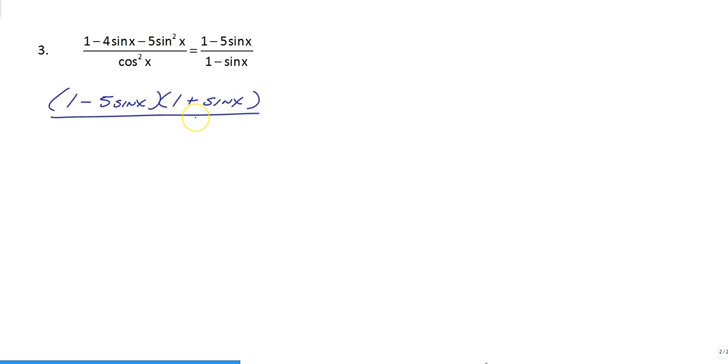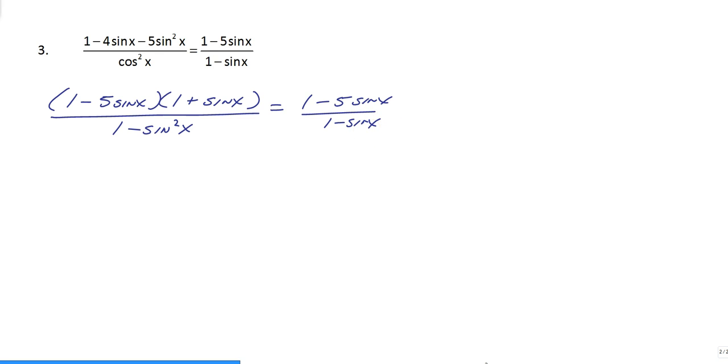And of course, that's all over cosine squared x, which is a Pythagorean identity. The Pythagorean identity it would be equal to is 1 minus sine squared x. And that, of course, is equal to 1 minus 5 sine x over 1 minus sine x.